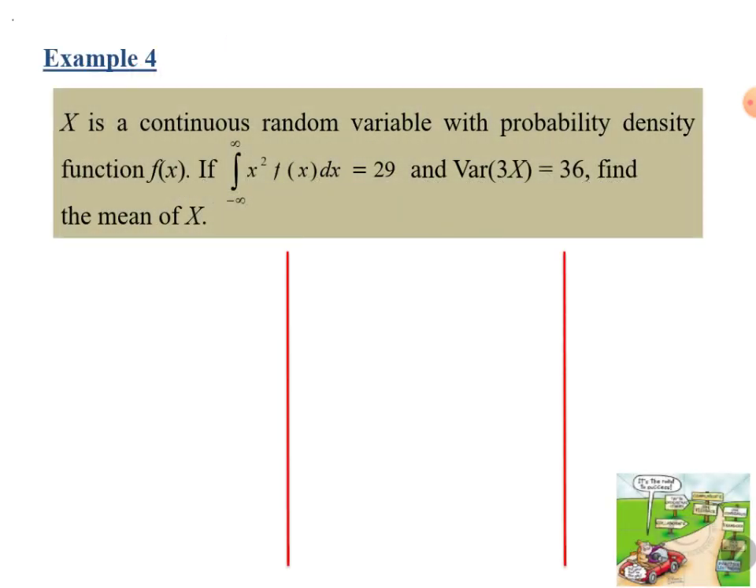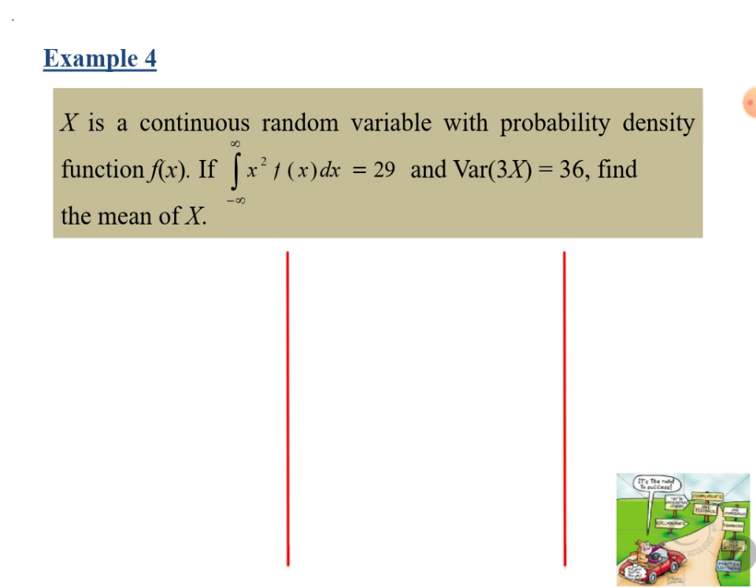Now, for the next example, x is a continuous random variable with its probability density function f(x). If the integration of x squared f(x) dx, from negative infinity to infinity, is equal to 29, and the variance of 3x is equal to 36, find the mean of x.